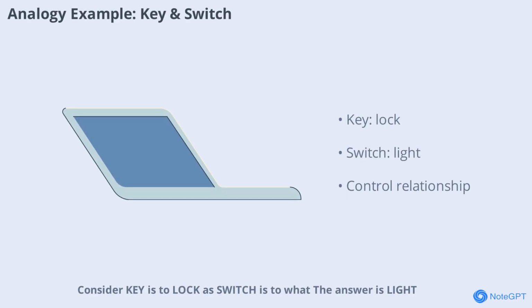Consider, key is to lock as switch is to what? The answer is light. A key operates a lock and a switch operates a light. This analogy is about what controls or activates something. Identifying this control relationship is key to answering correctly.